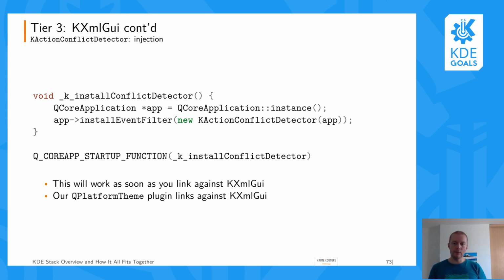And the trick is, I remember I mentioned the integration points. I said at some point we will have a KPlatform theme plugin. What we did is that our KPlatform theme plugin links against KXmlGui. So that means that if you have that plugin installed in the system, and that's the one loaded, any application using Qt will get the feature for free. So that's one of those cases where we are building something which is very high, in tier 3, and then we manage to inject that feature in any Qt application just by going under with the platform theme plugin.